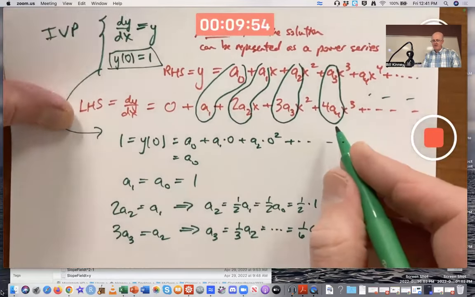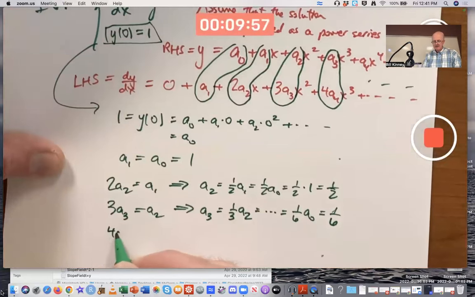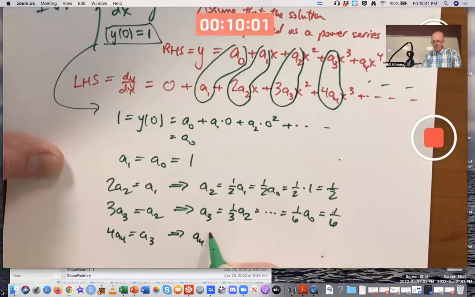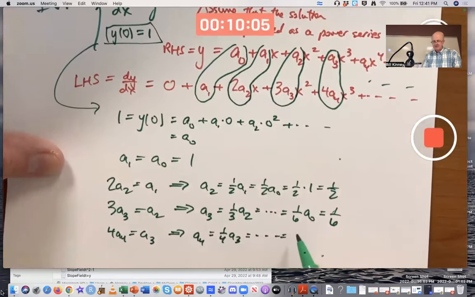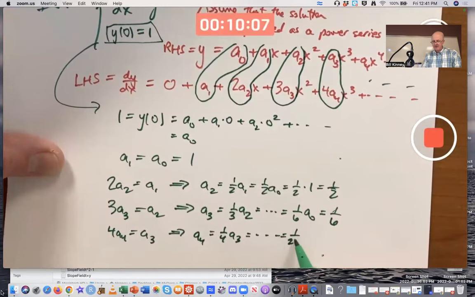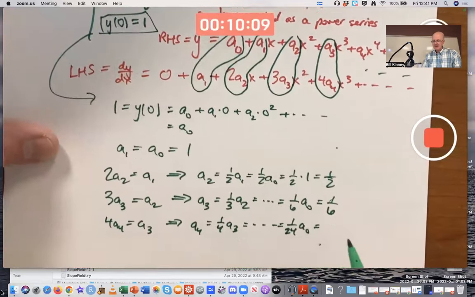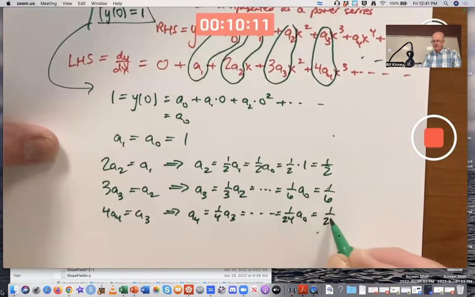Next one, 4a4 equals a3. So a4 is 1/4 times a3. In terms of a0, that ends up being 1/24 a0. A0 is 1, so this becomes 1/24.